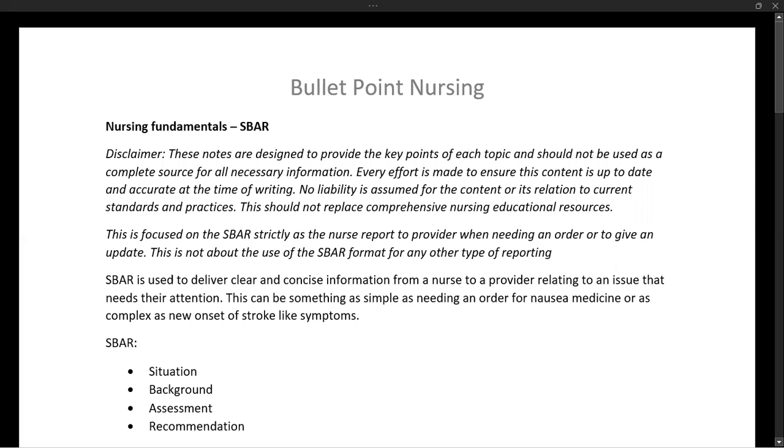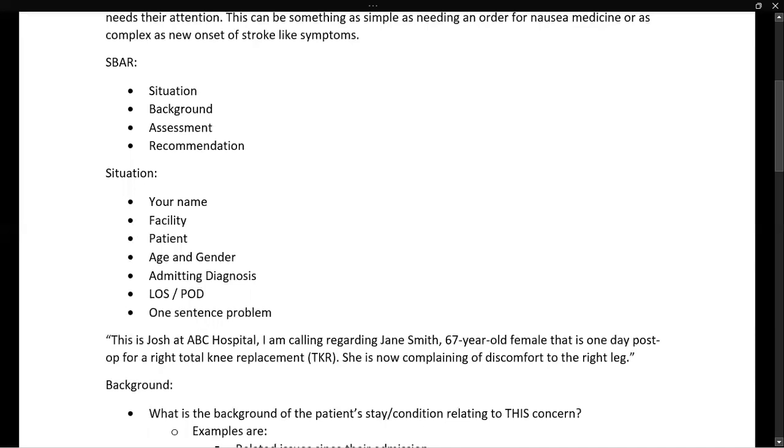This could be because they need an order for something, such as a medication or a CT test, or it can be because they need to notify the provider that their patient has developed a fever or severe pain or any other change in their condition. So what does the SBAR stand for? It stands for situation, background, assessment, and recommendation.